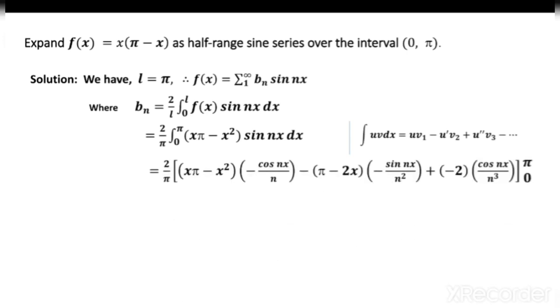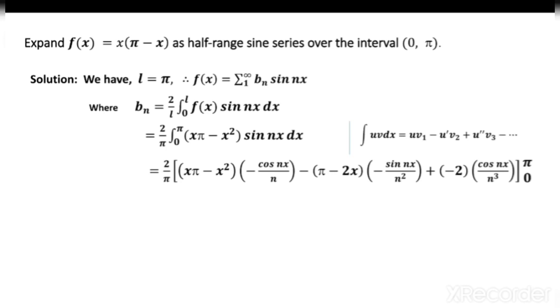2 by pi u v1. U is nothing but x pi minus x square. v1 is the integral of sine nx. What's the integral of sine nx? Minus cos nx by n. If you have just sine x, the integral is minus cos x. Here you have sine nx. The integral of sine nx is minus cos nx by n. Like if you have sine ax, the integral will be minus cos ax by a. So in place of a you have n.